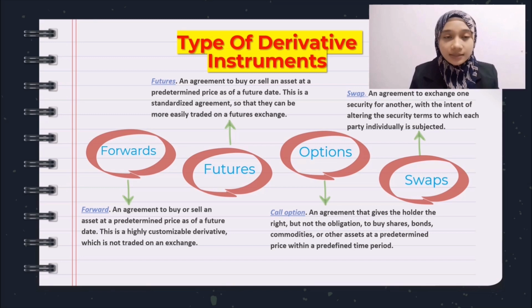The third one is option. Option is an agreement that gives the holder the right but not the obligation to buy shares, bonds, or commodities or other assets at a predetermined price within a predefined time period. Swap is an agreement to exchange one security for another with the intent of altering the security terms to which each party individually is subjected.